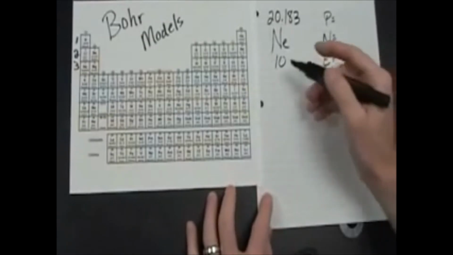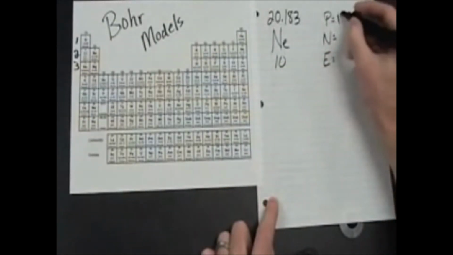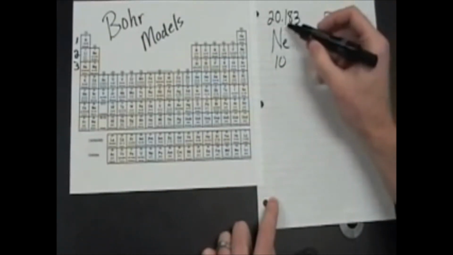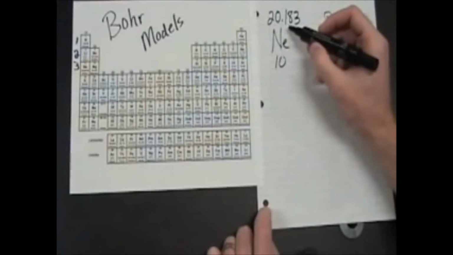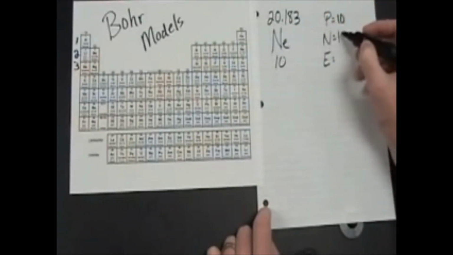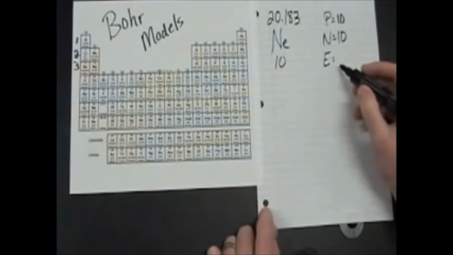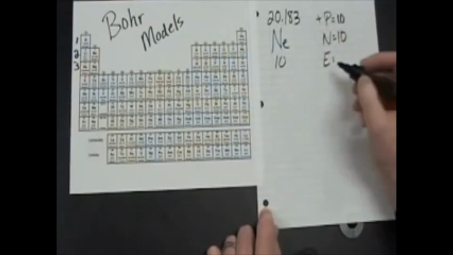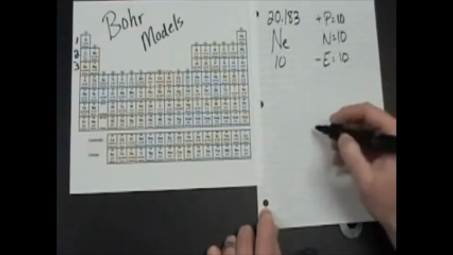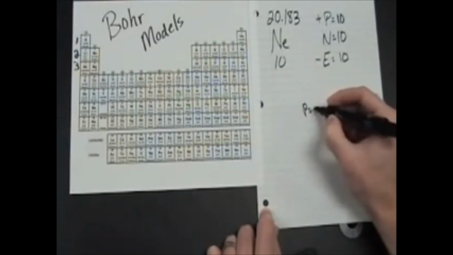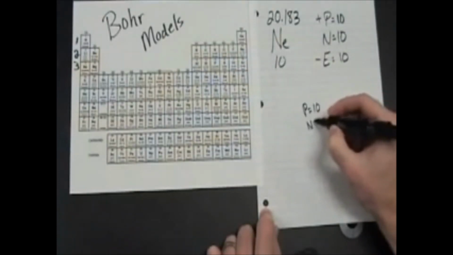For neon, atomic number is 10, so the protons must be 10. Neutrons, we take the average atomic mass, 20.183 minus 10 gives us 10. Electrons, if we assume it's neutral and there's 10 positive protons, then the electrons must be 10 as well. So let me write my nucleus. Protons are 10, neutrons are 10.